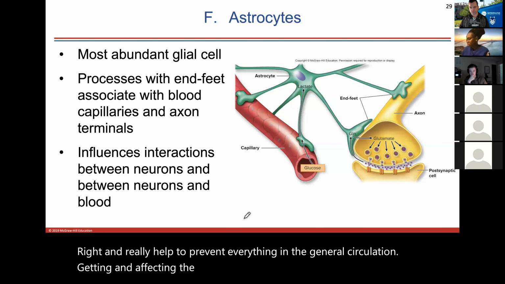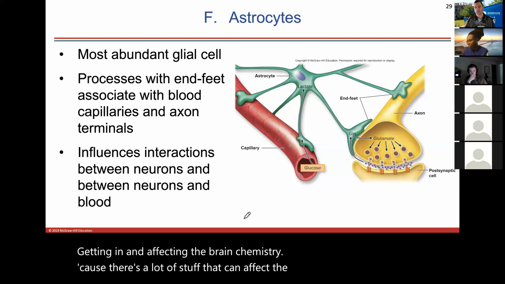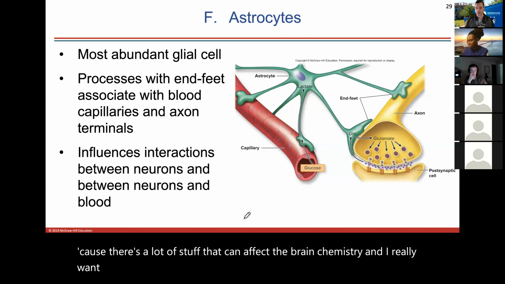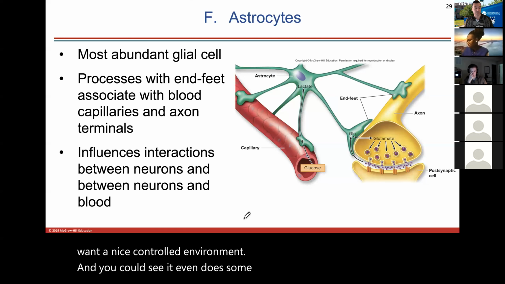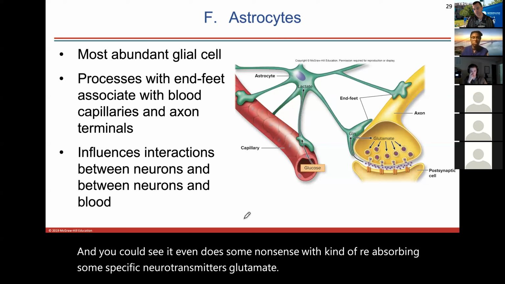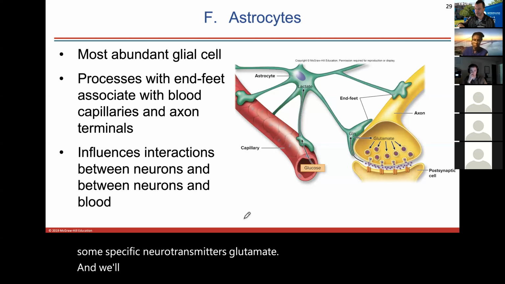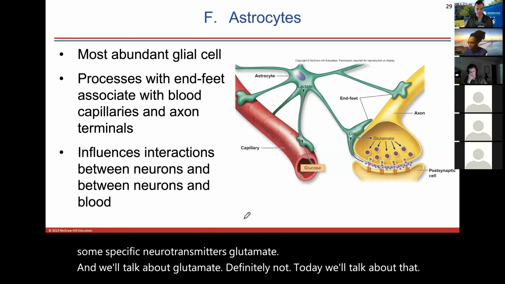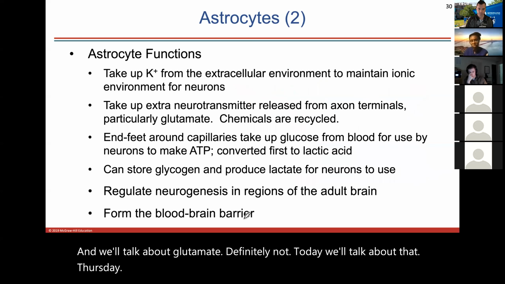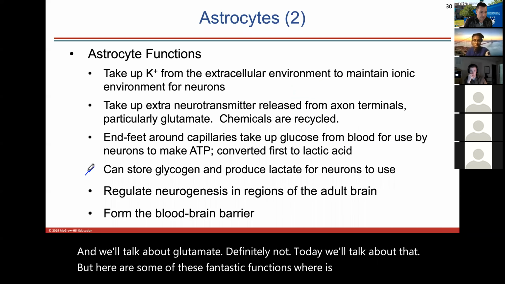chemistry. Because there's a lot of stuff that can affect the brain chemistry, and I really want a nice controlled environment. And you could see it even does some reabsorbing of some specific neurotransmitters, like glutamate. We'll talk about glutamate, definitely not today. We'll talk about that Thursday. But here are some of these fantastic functions. Where is it? Right there.